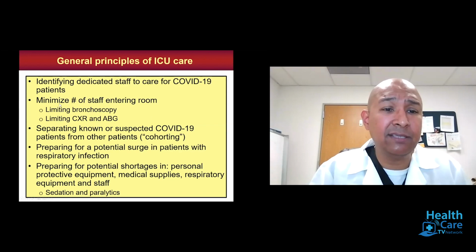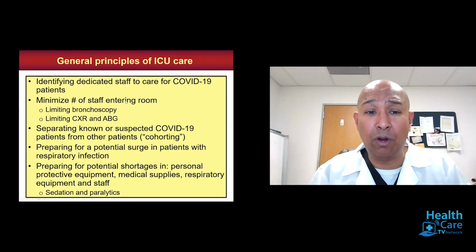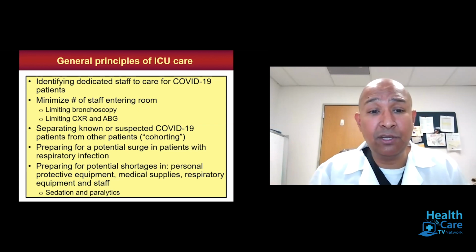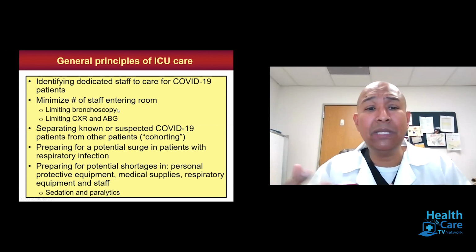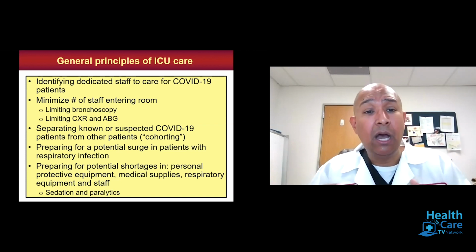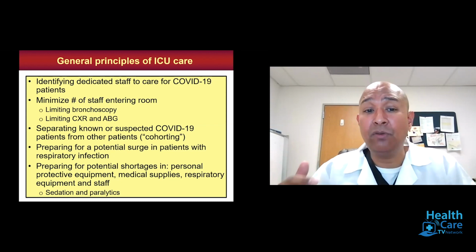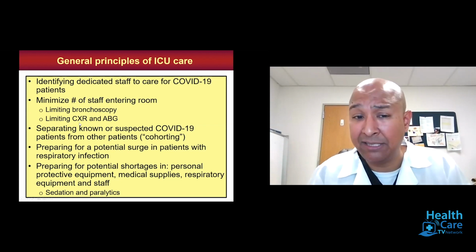I think the main thing is minimizing the number of the staff entering the room, and we all could work on this, especially myself. This includes, from a pulmonary standpoint, limiting bronchoscopy, meaning that we don't really need to do bronchoscopy to make a diagnosis of COVID-19. There could be other indications to do it, but you need to take them individually. I think this is one of the big ones right here, is limiting chest x-rays and arterial blood gases.